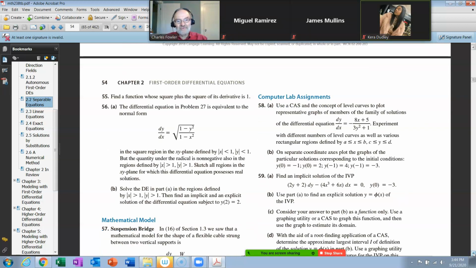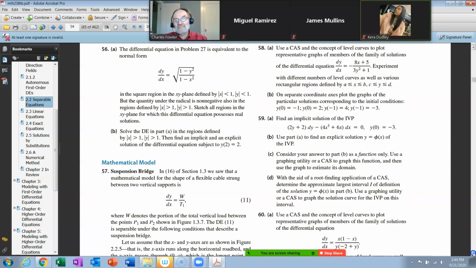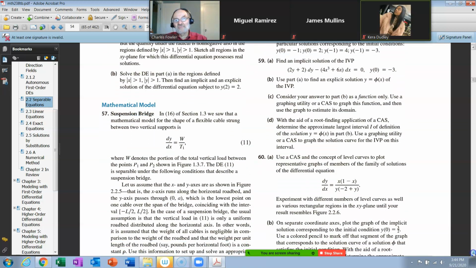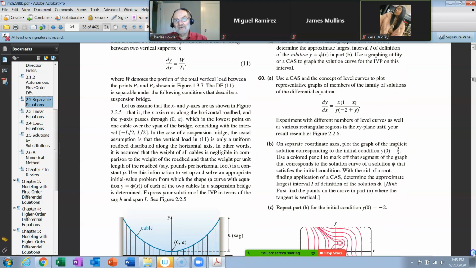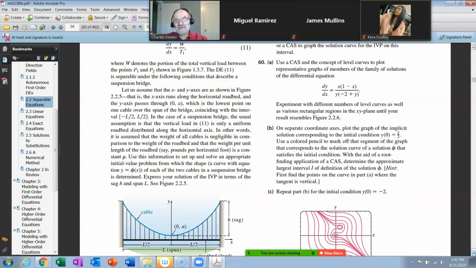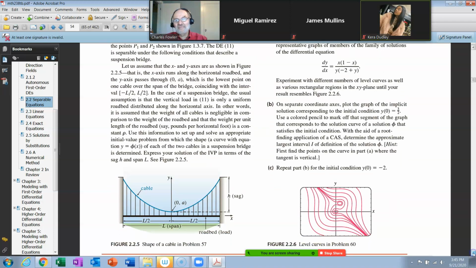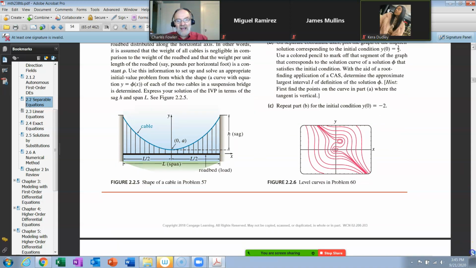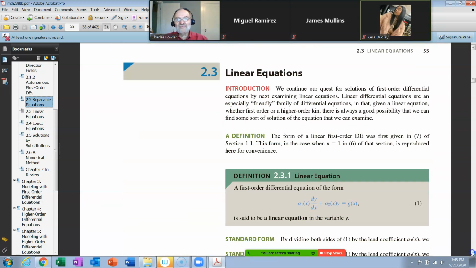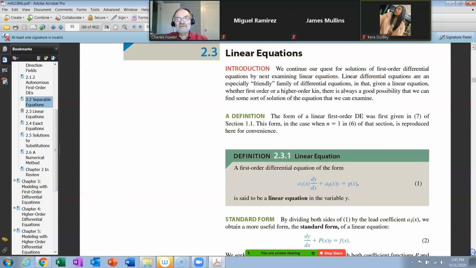Computer lab assignments. I don't have a computer lab. If you have access to one, you certainly can try it. There's a mathematical model here, suspension bridge, and that basically is a tautochrone or brachistochrone. I can't remember which. But that's the way you solve those. All right. I think that finishes that, and we're ready for linear equations.